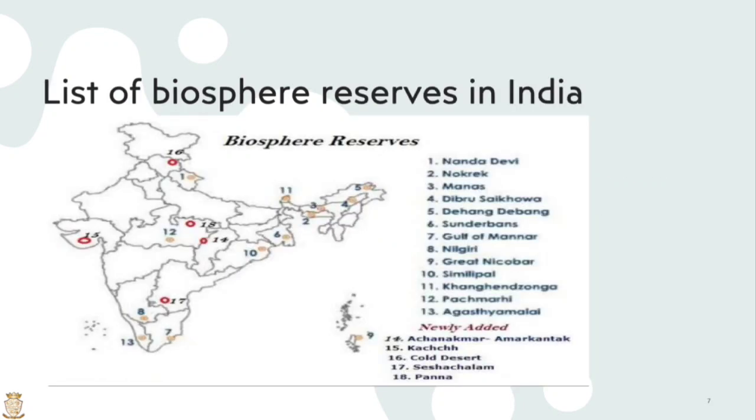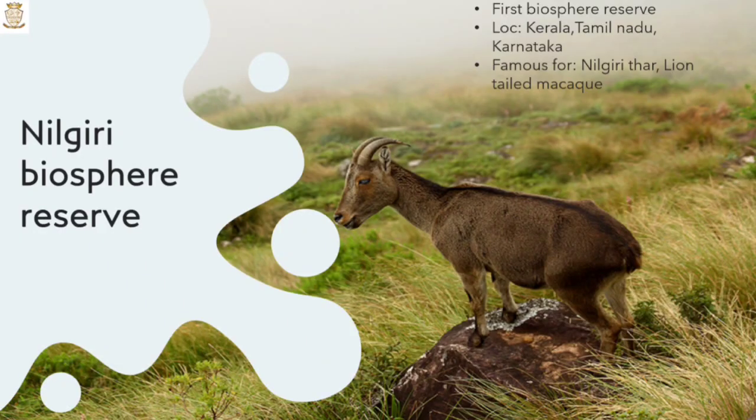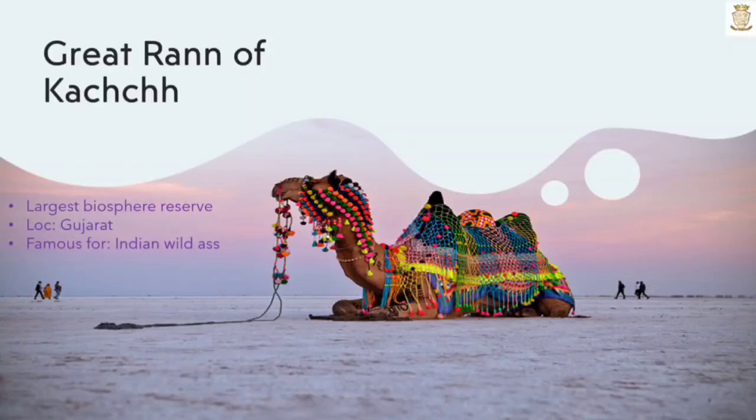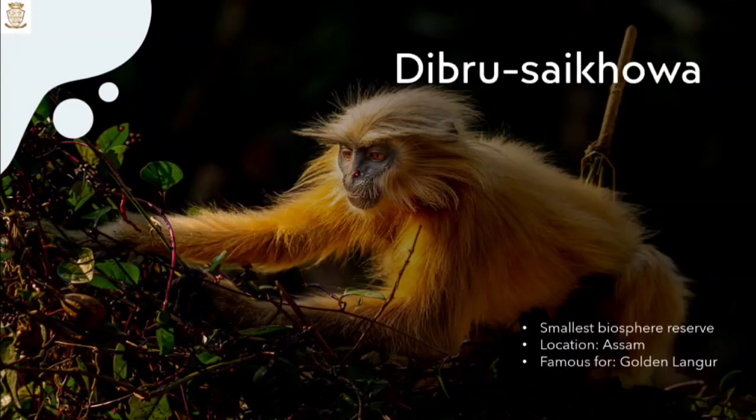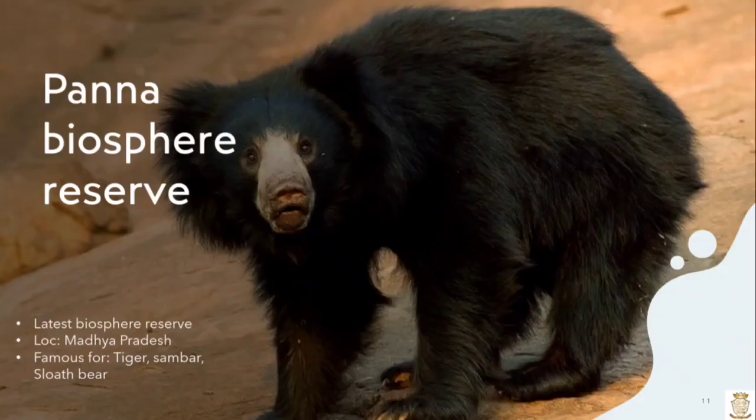This is a list of biosphere reserves in India. Examples of the most important biosphere reserves in India are Nilgiri Biosphere Reserve, Great Rann of Kutch, Dibru-Saikhowa, Panna Biosphere Reserve, etc.